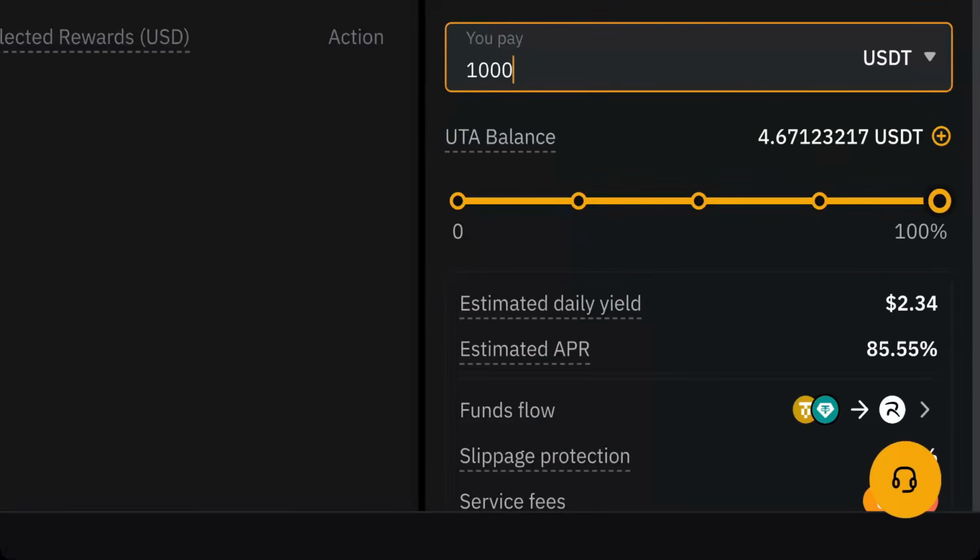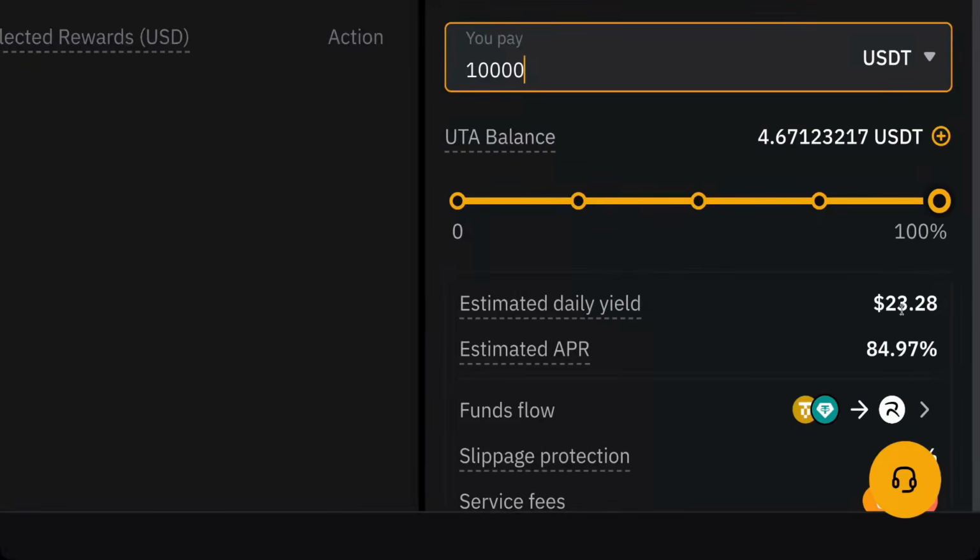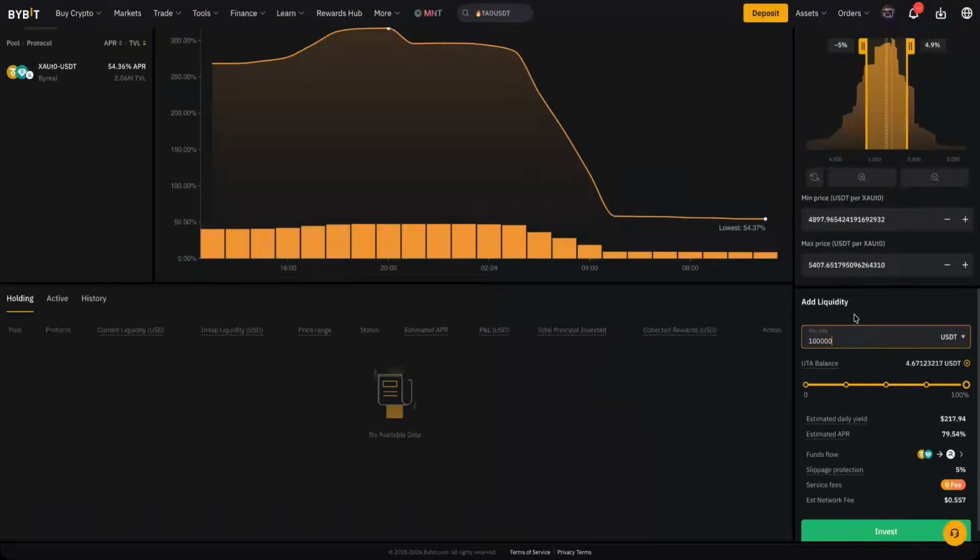So if you increase that to 1,000, it means you are making $2.3 every day. If you increase it to 10,000, it means you are making $23 every day. What if you put in 100,000 right here? You're making $230 every day. This daily yield is returned to your account every day, right? It is returned to your account every day. And whenever you want to cancel your investment, you can always cancel it and get back your capital, right?